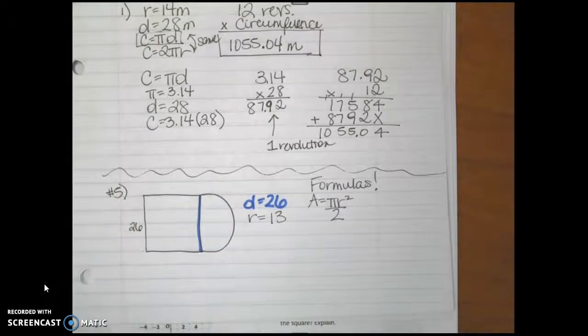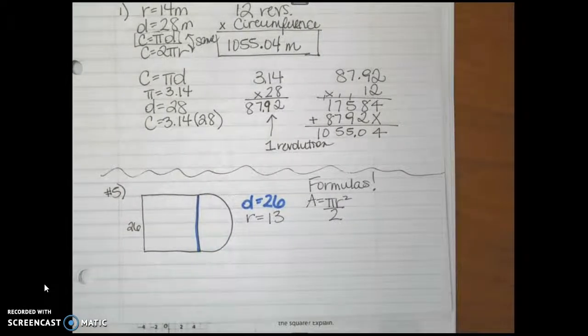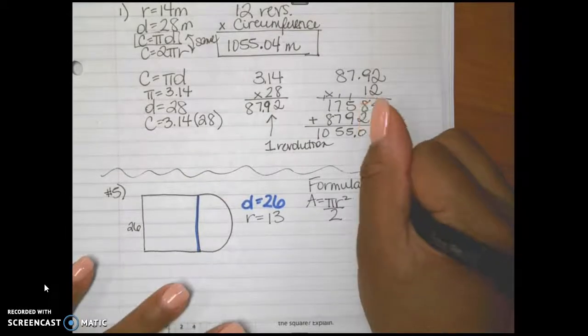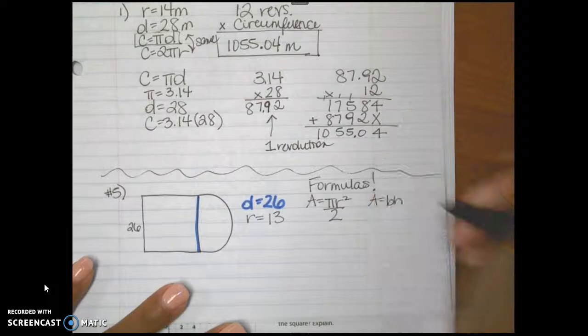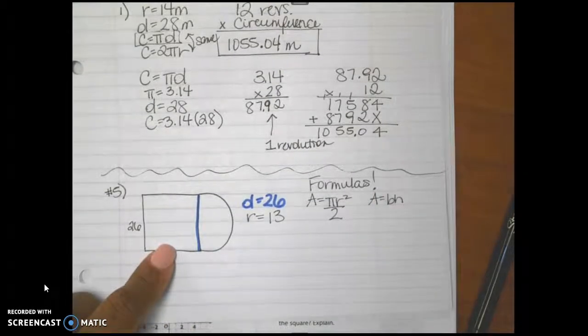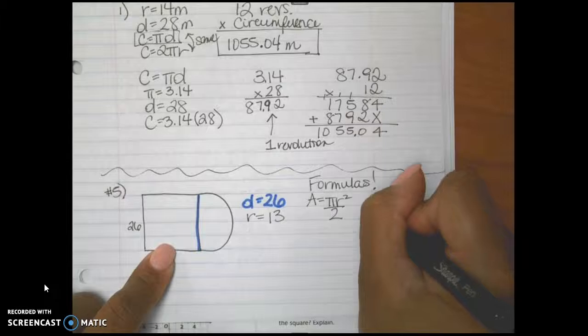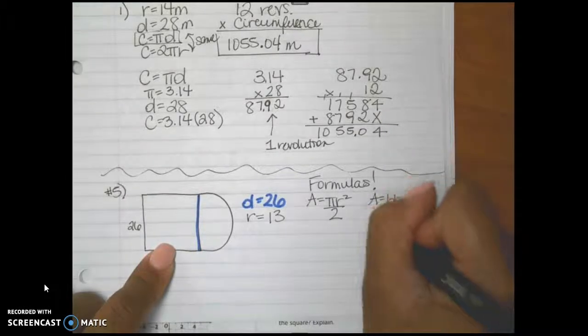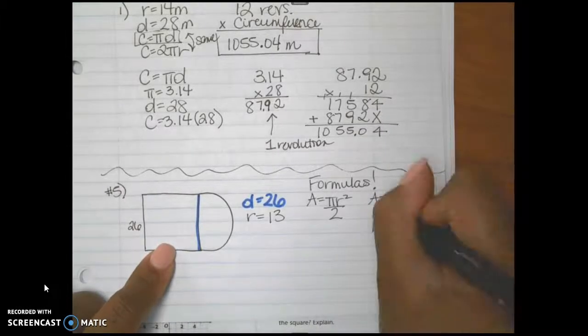Stay focused. You need base times height. Thank you. And what formula is that? Yes, for the rectangle or quadrilateral like this. Now I can start solving. Let's do the easy one first. What's my base and my height? 26.